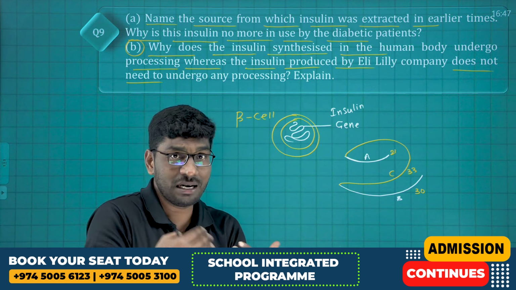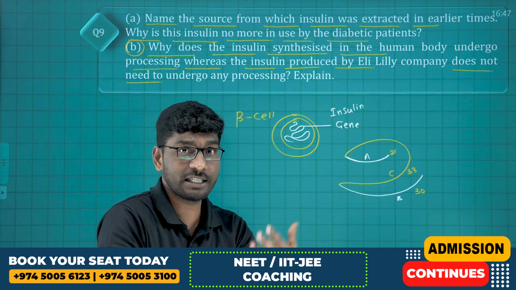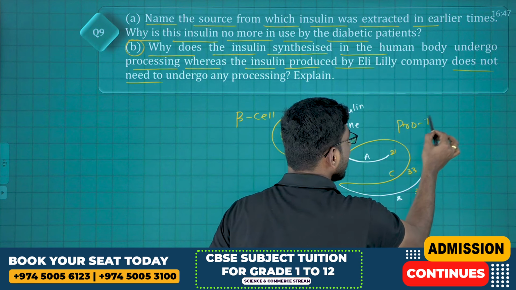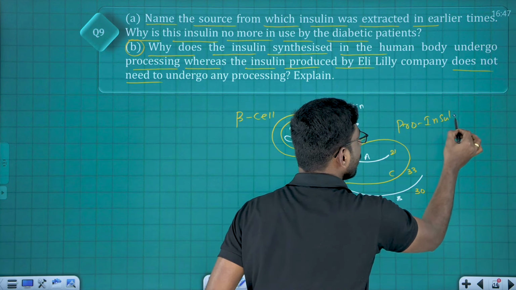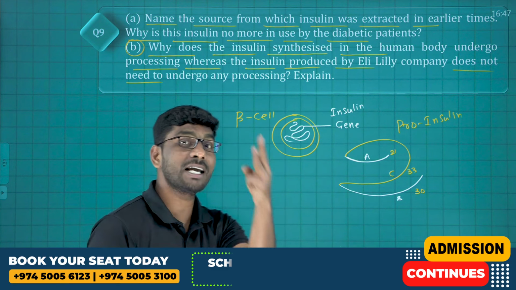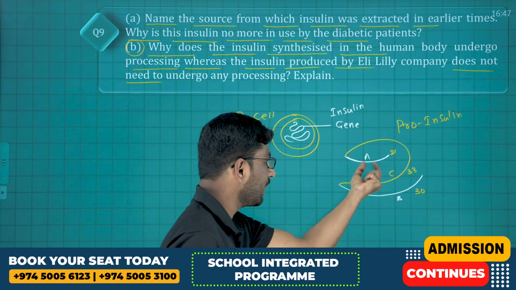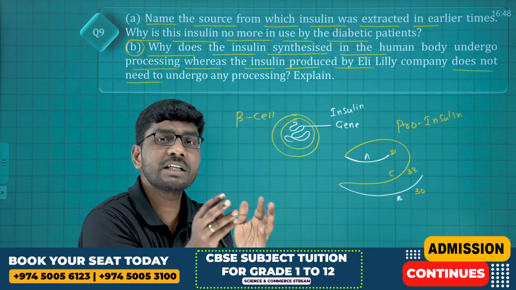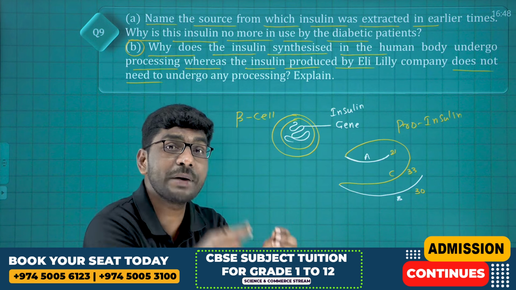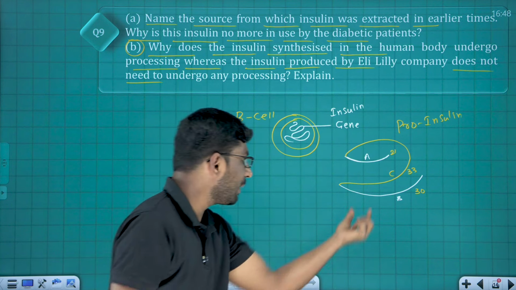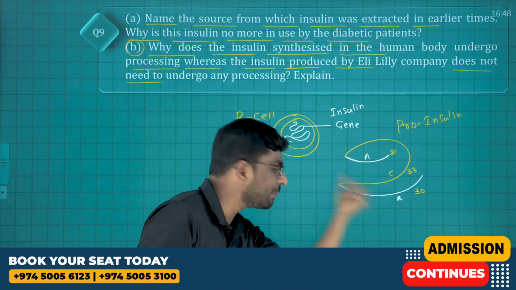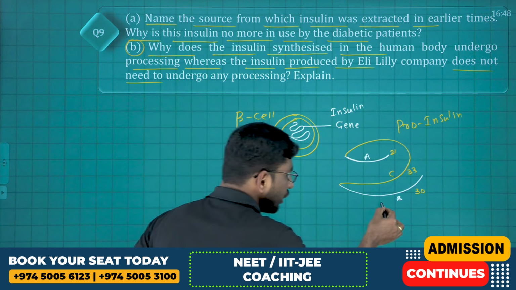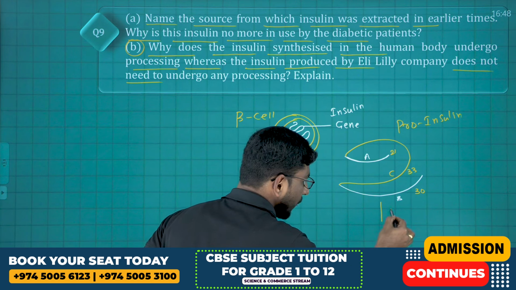In us, generally, from the beta cells of the pancreas, it is produced in the form of proinsulin. Tell me, in proinsulin, how many polypeptide chains are there? 3 polypeptide chains: polypeptide A, polypeptide C, polypeptide B. The function of the C polypeptide chain is only to connect the A polypeptide to the B polypeptide. But in us, this proinsulin undergoes a process.